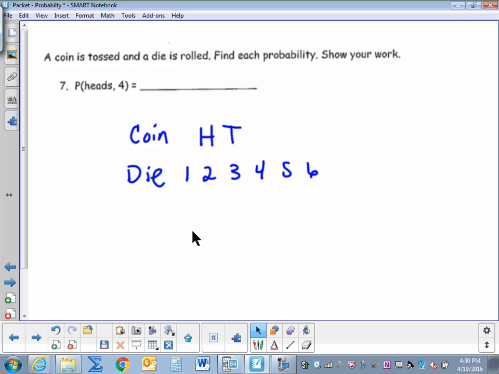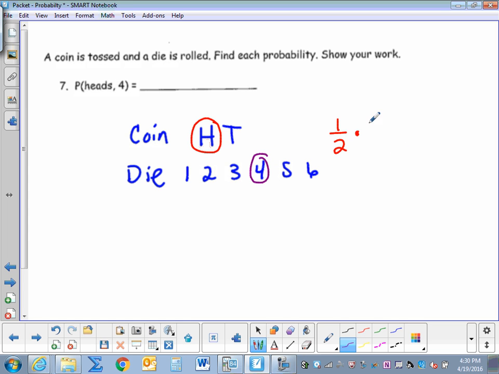All right, now let's change it a little bit. We have a coin that is tossed and a die that is rolled. Find each probability and show your work. So the probability of tossing heads and rolling the number 4. So the probability of tossing a coin and getting a heads is 1 to 2. And then the probability of rolling the number 4 is 1 in 6. So 1 in 12. So 1/12 is your answer.